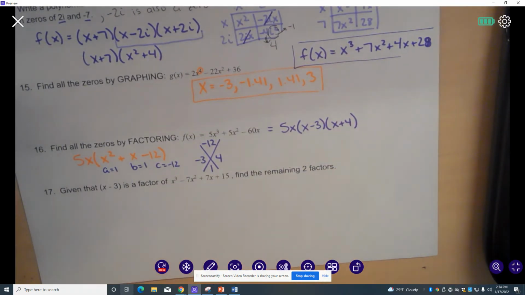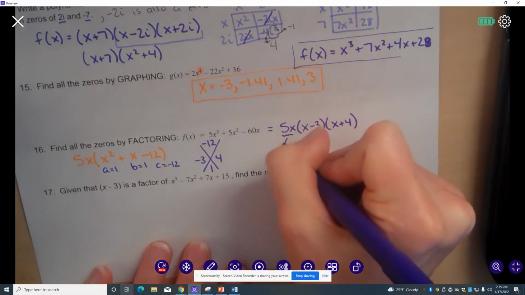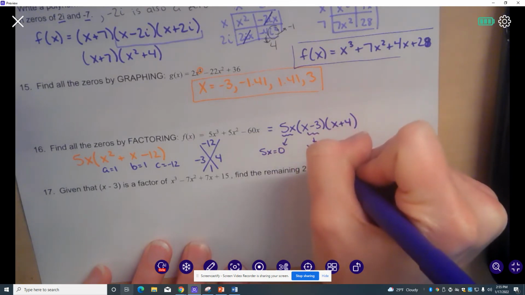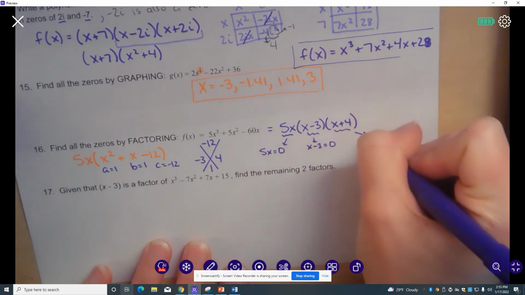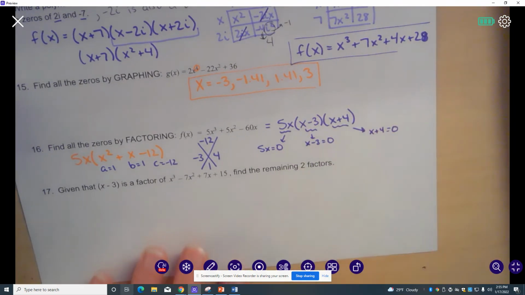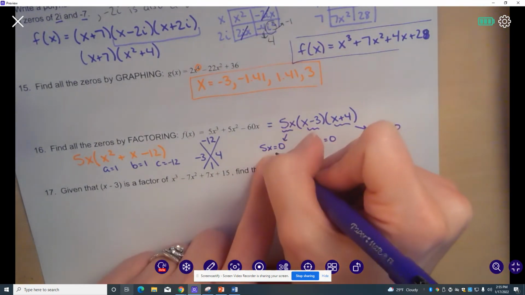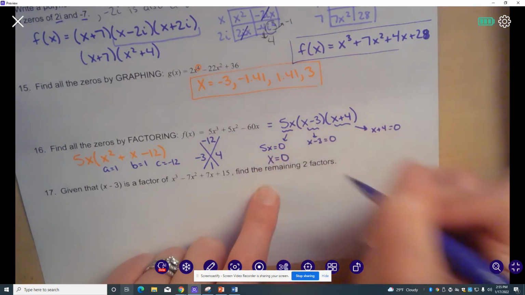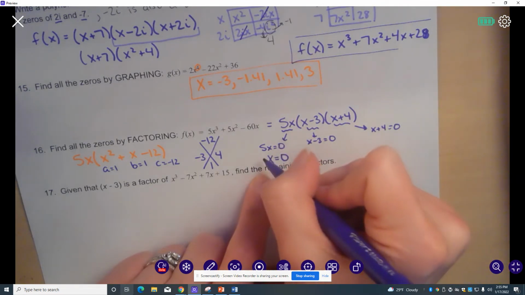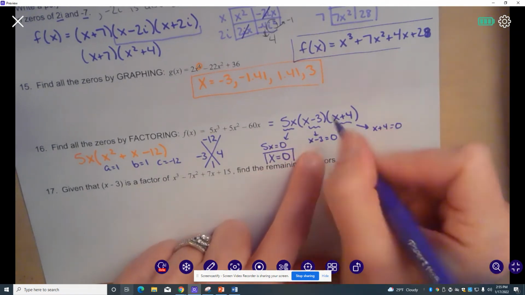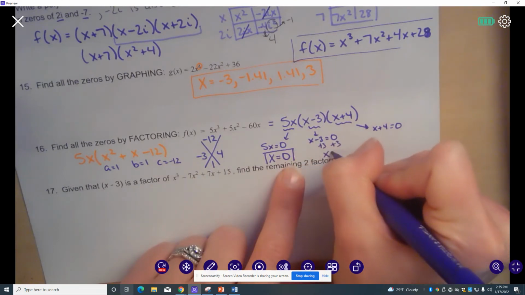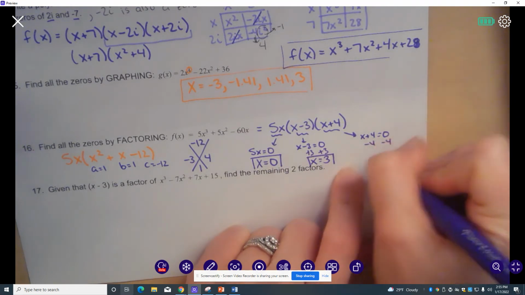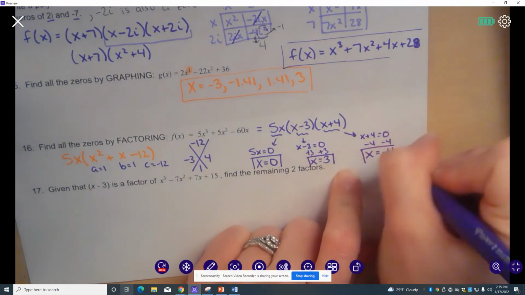Remember, to get your zeros, it's like you're taking these factors and you're setting up 3 mini equations, and you're solving each of those equations for x. So 5x equals 0, you would divide both sides by 5, but you'd still see that x is equal to 0. That's one of your zeros. When you solve this, you're going to add 3 to both sides, so x is equal to +3. And here you're going to subtract 4 on both sides, so you'll get x is equal to -4.